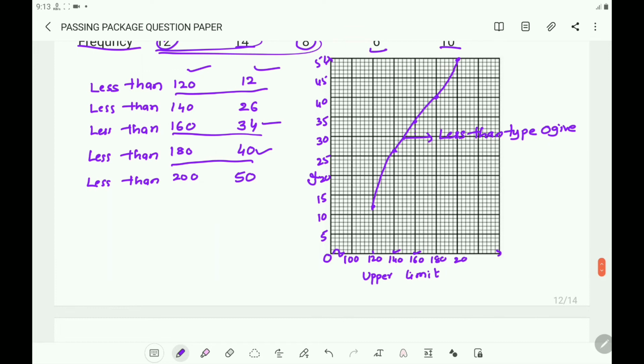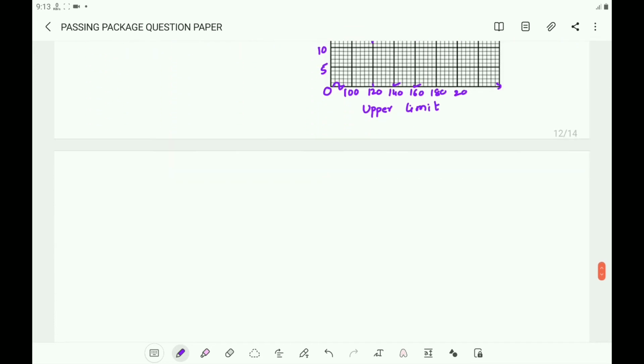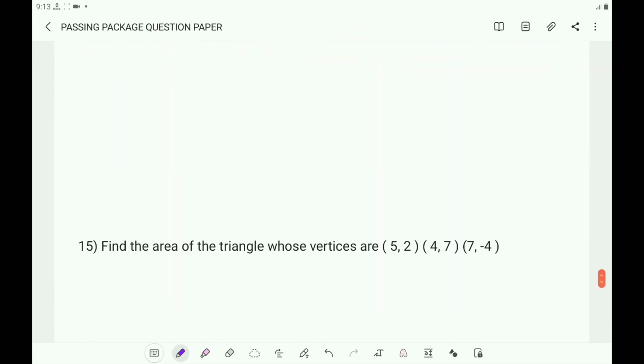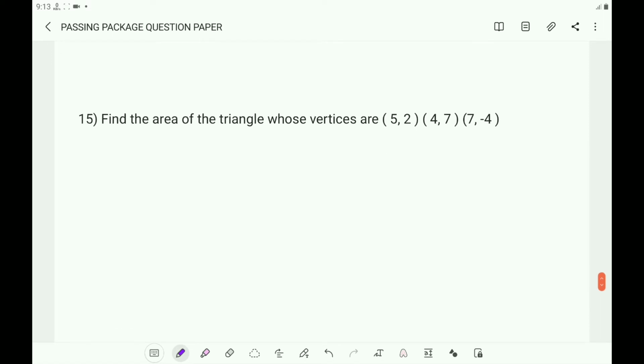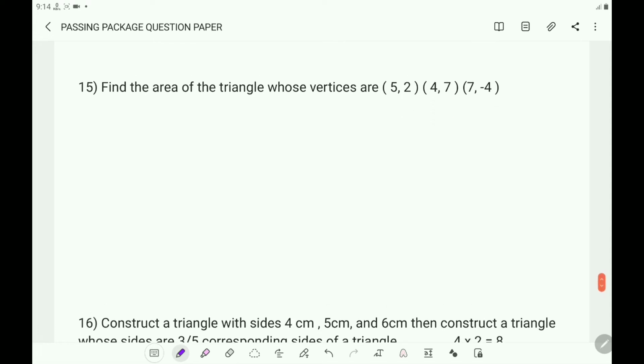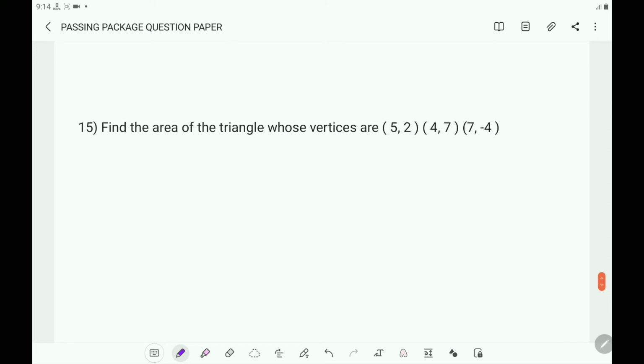Next let us take the next question. What is that question? Find the area of the triangle whose vertices are 5, 2, 4, 7, 7, minus 4. Here you know that this is a question from the chapter coordinate geometry, and here we have to use the formula to find the area of the triangle whose vertices are given.